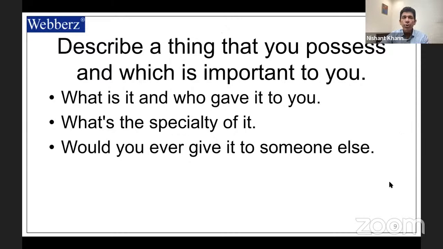Describe a thing that you possess and which is important to you. What is it? Who gave it to you? What is the speciality of it? Would you give it to someone else? Now, you cannot say that you've got a mobile phone or a laptop because we have covered that already. Okay, so now you simply answer this question to me in the chat box. Simply write down the answer to this question.